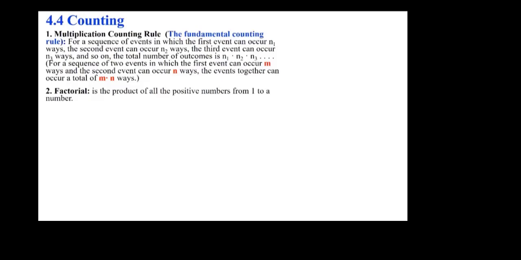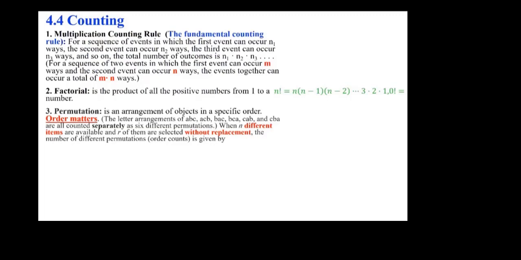And factorial is the product of all positive numbers from 1 to a number. We already discussed the multiplication, or the fundamental counting rule. N factorial simply starts with n and goes down all the way to number 1. We multiply those numbers. So if we said 10 factorial, that means 10 times 9 times 8 all the way to 1. 1 factorial and 0 factorial are 1. Actually, 0 factorial becomes 1 because of the definition of a combination. Permutation is an arrangement of objects in a specific order. Order matters.